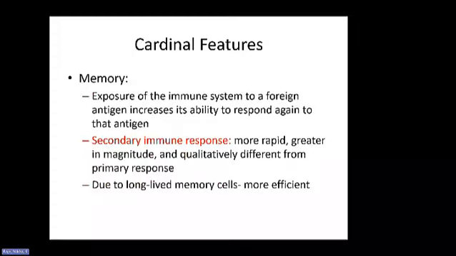Adaptive immune system has a memory. So the exposure of the immune system to a foreign antigen increases its ability to respond again to the same antigen. The first response is called a primary response, but once it forms that memory from the primary response, the next immune response is called secondary immune response. This one is more rapid, it's greater in magnitude, and it's qualitatively different from the primary response. And the memory is due to the long-lived memory cells, which are more efficient.